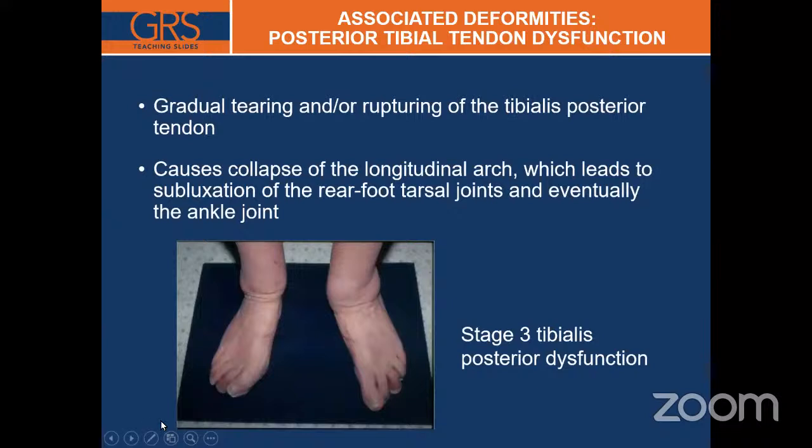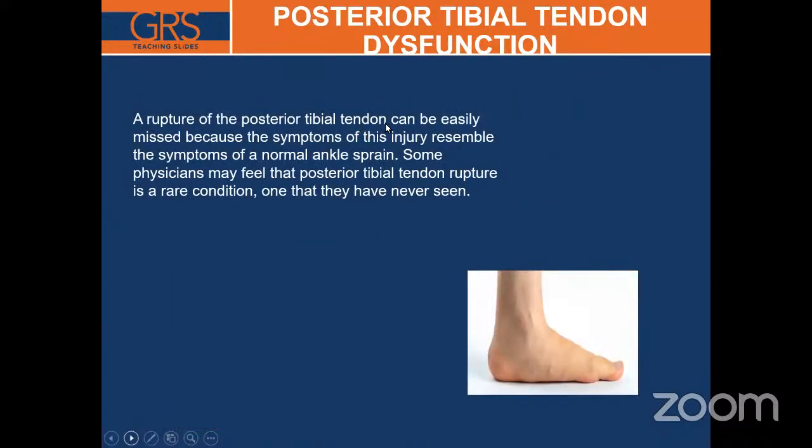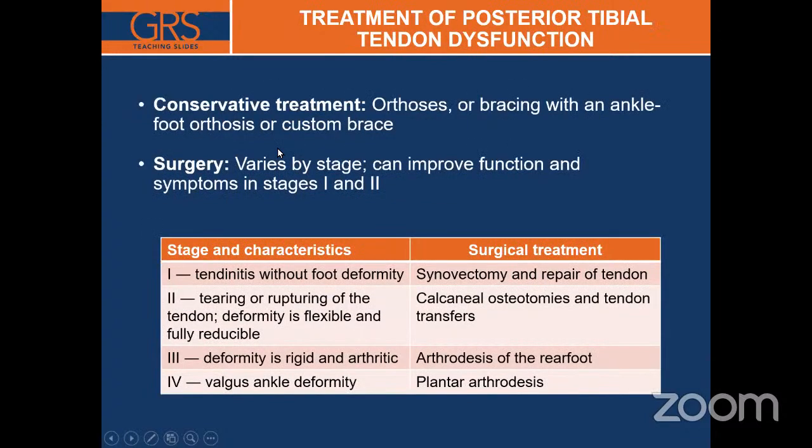It's very important to note that rupture of the posterior tibialis tendon can easily be missed, because symptoms of this injury resemble symptoms of a normal ankle sprain. Some physicians may feel that posterior tibialis rupture is a rare condition, one that they have never seen. Treatment of posterior tibialis tendon rupture is usually conservative management with orthosis or bracing, with an ankle foot orthosis or custom brace. And surgery has the most successful rate.